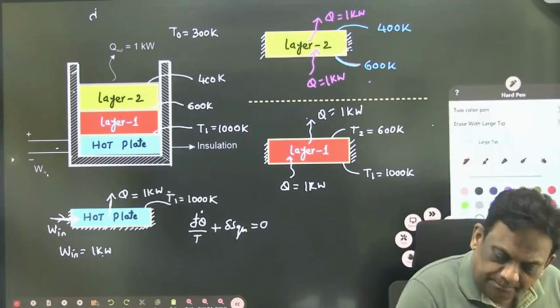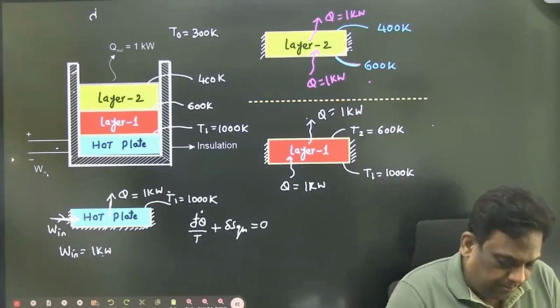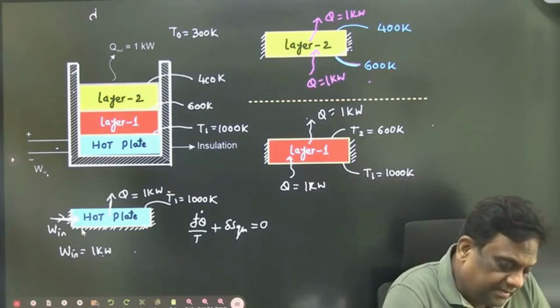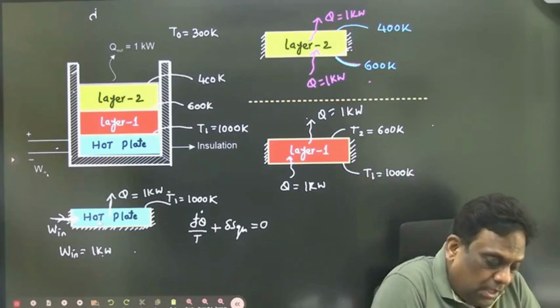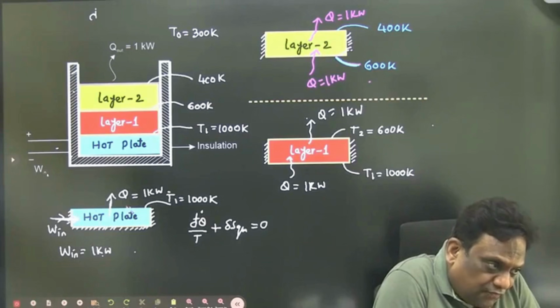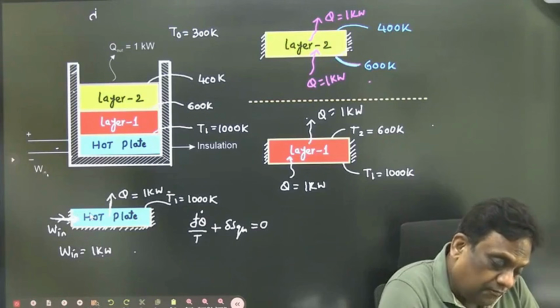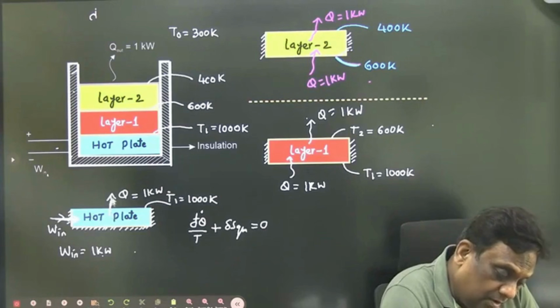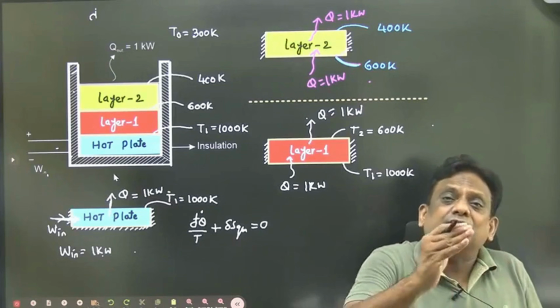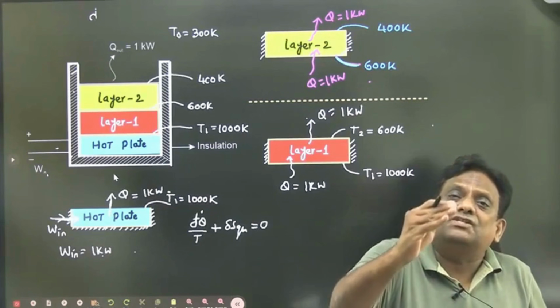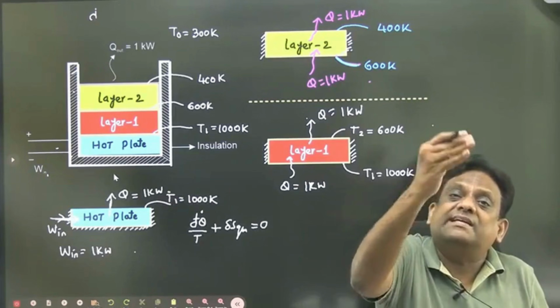So let us take the hot plate. Now look, we are calculating the entropy generation for the hot plate. From the hot plate, heat is moving out. The transfer of entropy will be the same. The direction of entropy transfer is same as heat transfer.